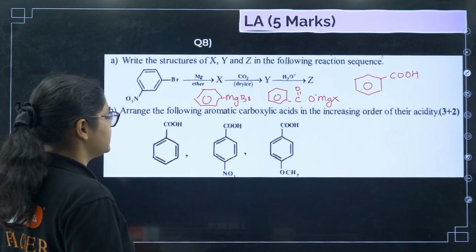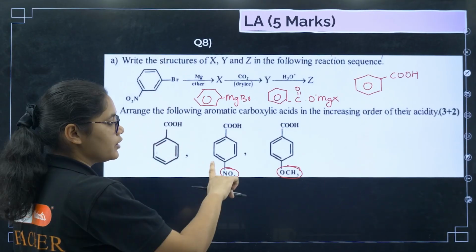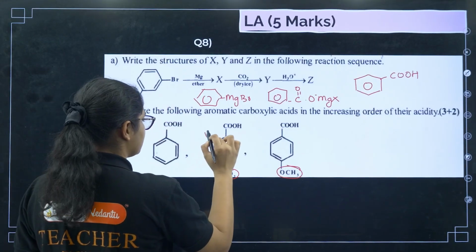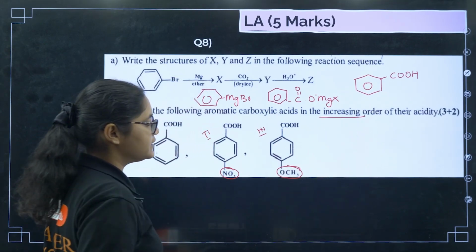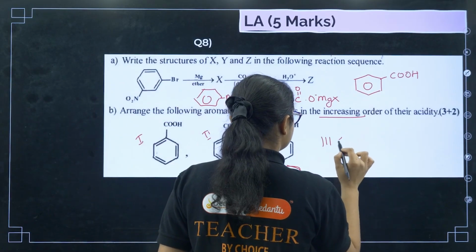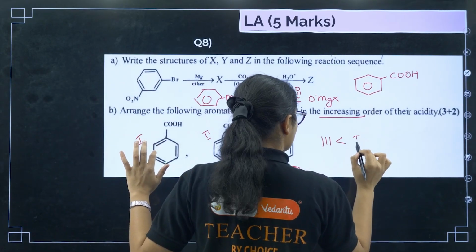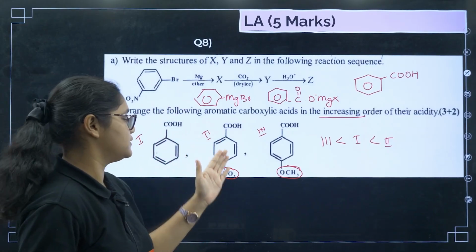Next, arrange the following aromatic carboxylic acids in the increasing order of their acidity. So if you see the acidity order, here there is an electron withdrawing group, here it is a donating group. Withdrawing group will have more acidity. You have to write in the increasing order, means least acidic first. Donating group will have the least acidity. So 3 will be the least one. Then where there is no group, and the highest one will be this one, the NO2 group, where we have COOH.